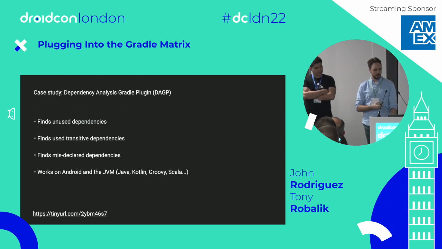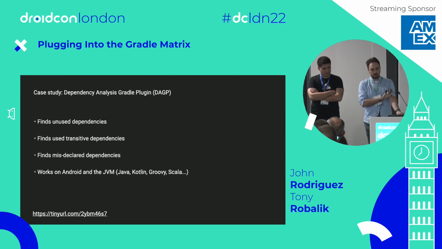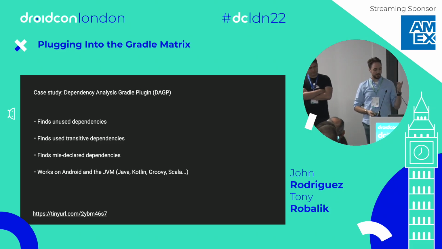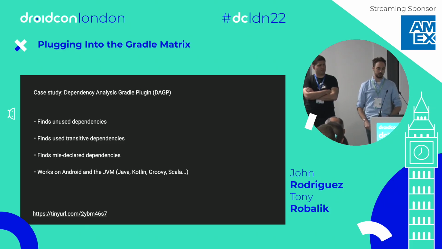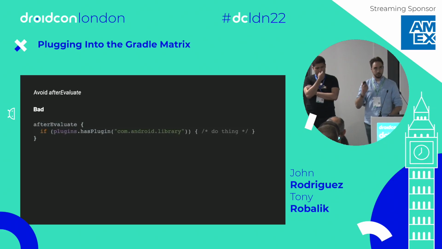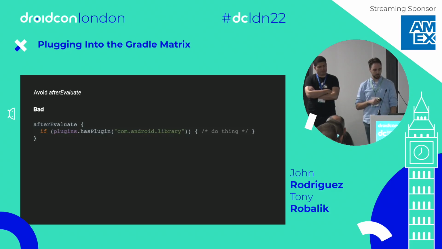So let's do a quick case study. Many of you may know that I am the author and maintainer of the dependency analysis Gradle plugin. It finds unused dependencies, it finds used transitive dependencies, it finds misdeclared dependencies, and it works on multiple ecosystems: Android, Java, Kotlin, Groovy, Scala, Spring Boot, etc. It's unique. And it is, for me, a sort of sandbox for best practices. It's something I'm always fiddling with and trying to make as clean as possible, so it's a good exemplar for people who want to learn about Gradle plugins, and I've written many blog posts about it as well.